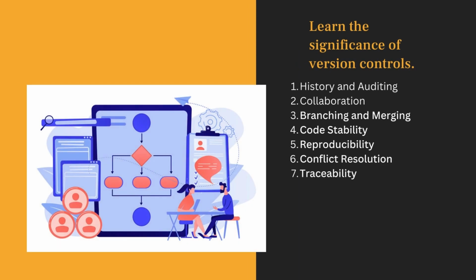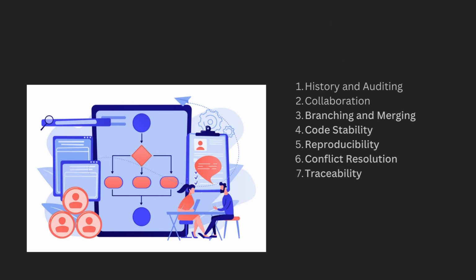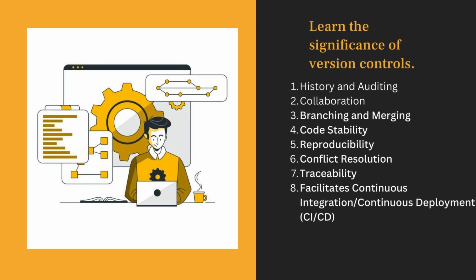Seventh, traceability. Version control systems provide traceability, allowing developers to link changes to specific issues or tasks. This connection between code, changes, and project management tools enhances project visibility and helps teams understand the context of each modification. Eighth, facilitates continuous integration and continuous deployment.